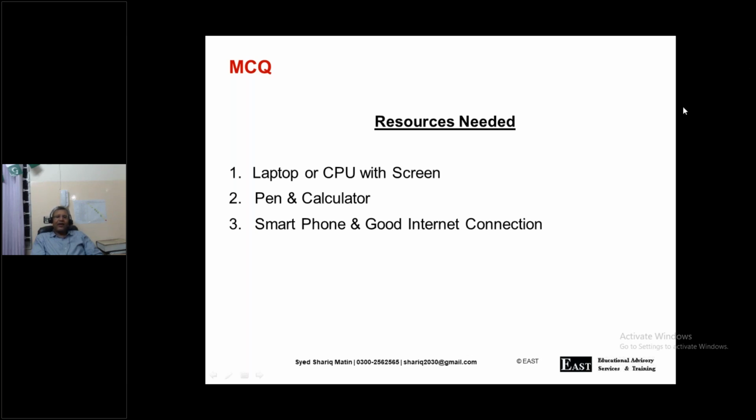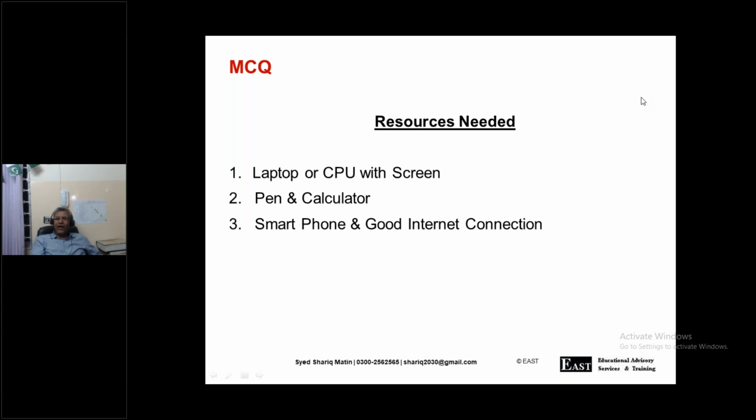These are the items that you need: your smartphone or your laptop, and a good internet connection is important, because even in the last lecture a number of students wrote me later, and some of them WhatsApped me, that they were not able to hear me clearly, and one reason is your internet connection.